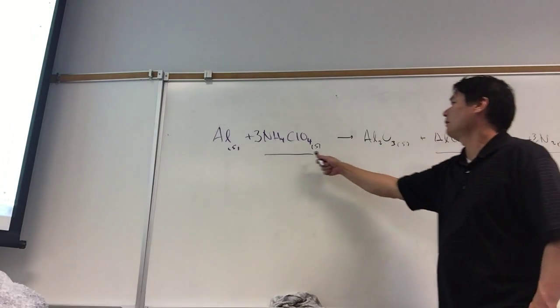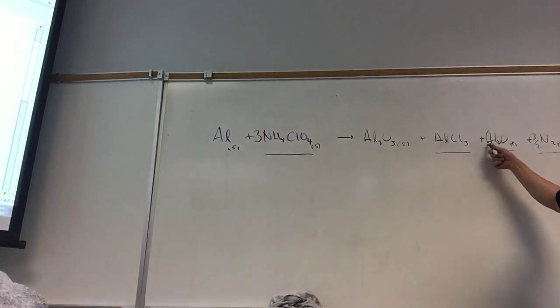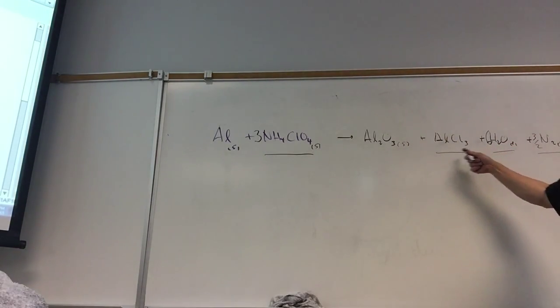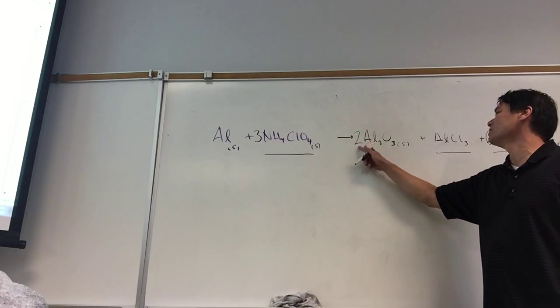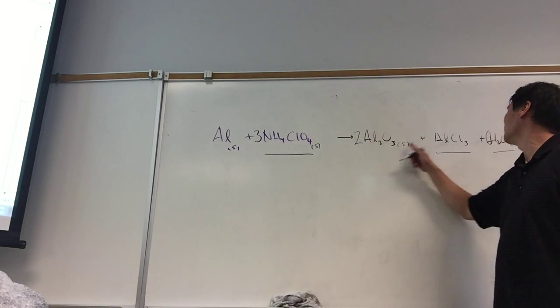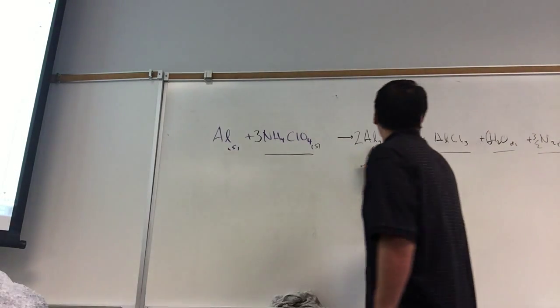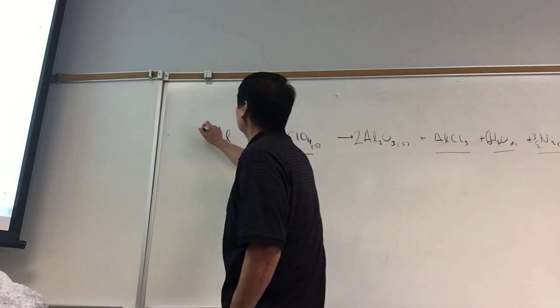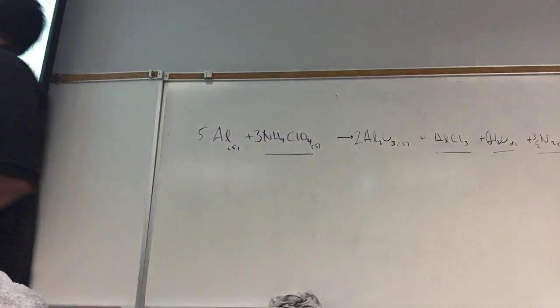And so I'm going to have 3 times 4 is 12 oxygens here. So I got 6 oxygens here. 6 plus 6 will give me 12. So I'll just multiply this one by 2. So that's 6 and 6, 12 oxygens. That leaves me with 4 aluminums plus 1, which would be a total of 5 aluminum. So we've balanced that.